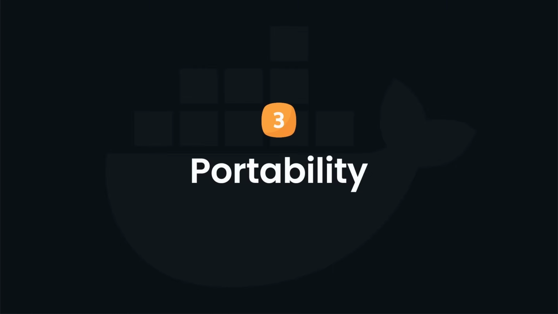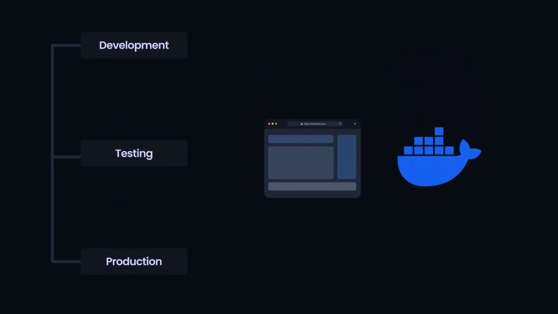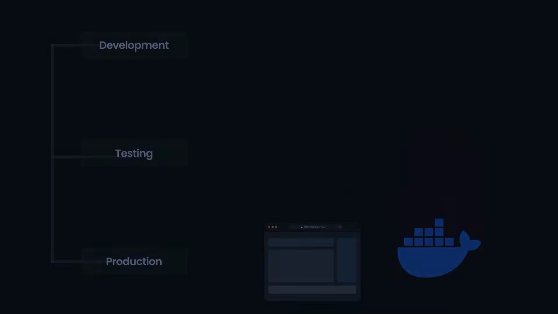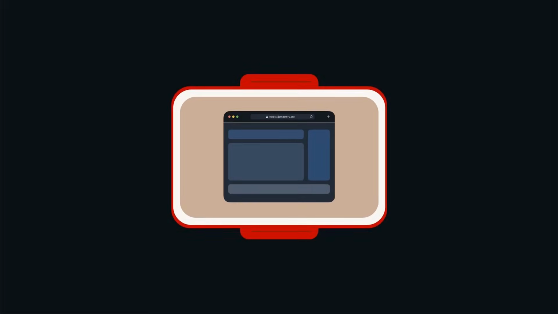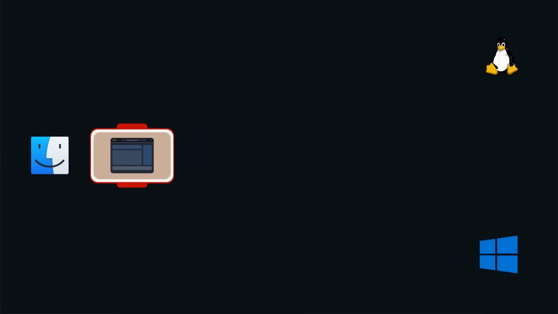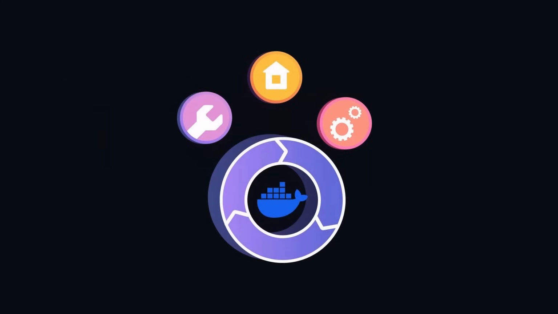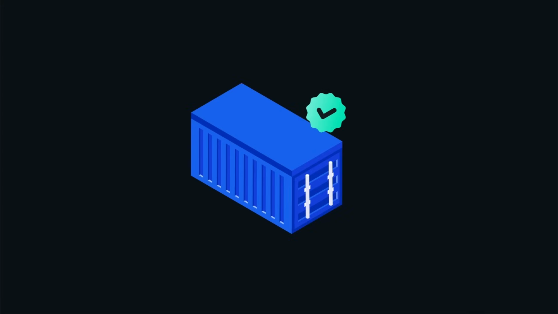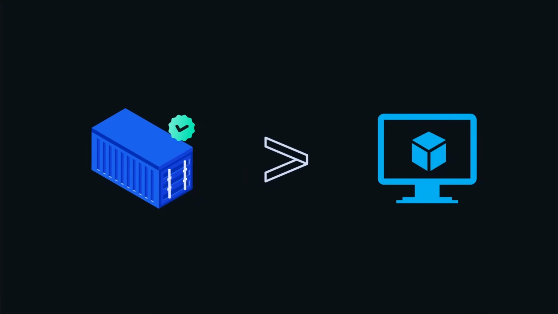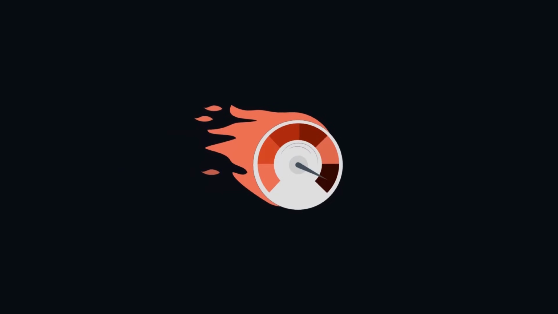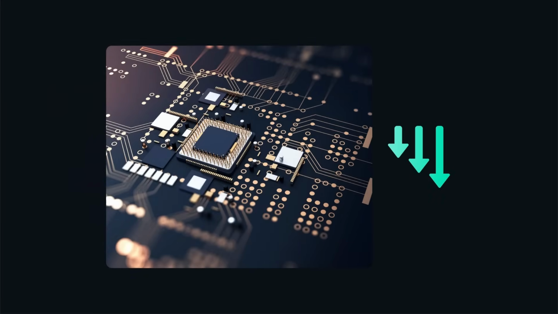Next thing is portability. Docker lets us easily move our applications between different stages, like from development to testing or testing to production. It's like packaging your app in a lunchbox that can be moved around without any hassle. Docker containers are also lightweight and share the host's system resources, making them more efficient than any traditional virtual machines. This efficiency translates to faster application start times and reduced resource usage.